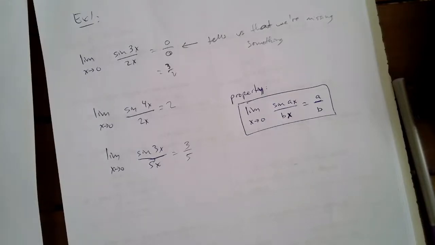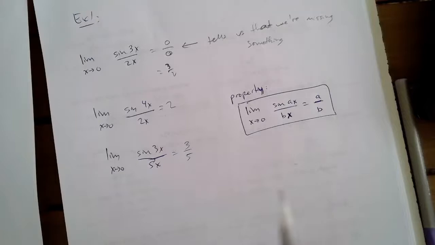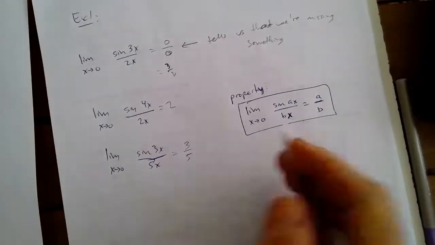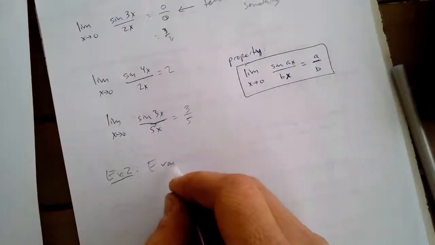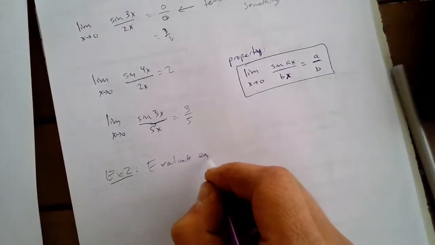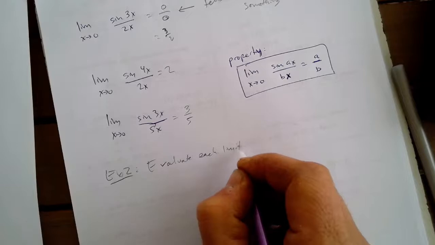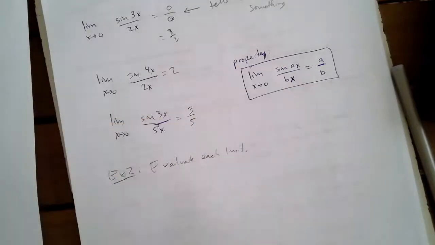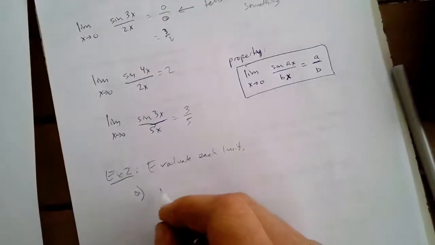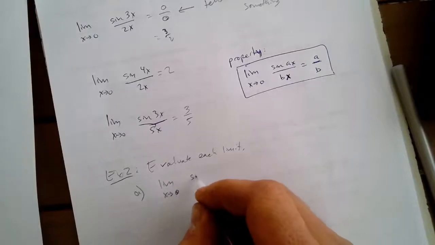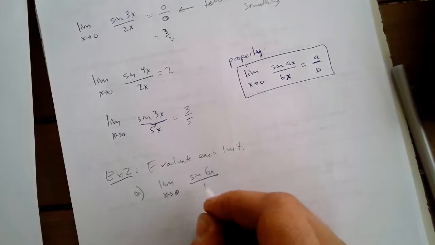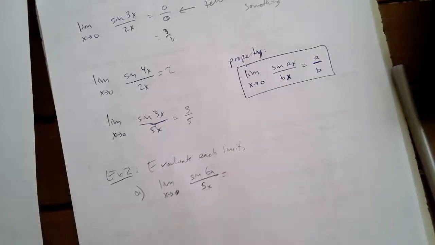So from now on, when the directions say evaluate each limit, I do not want you to use the graph. I want you just to say, for the limit as x approaches 0 of the sine of 6x over 5x, I'll use the property and say, okay, I know this limit is going to be 6/5. If I were to graph this out, this gets infinitely close to a point.